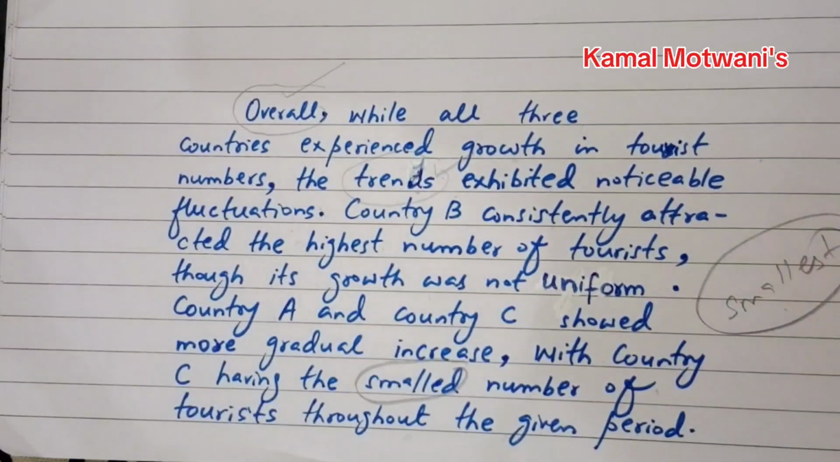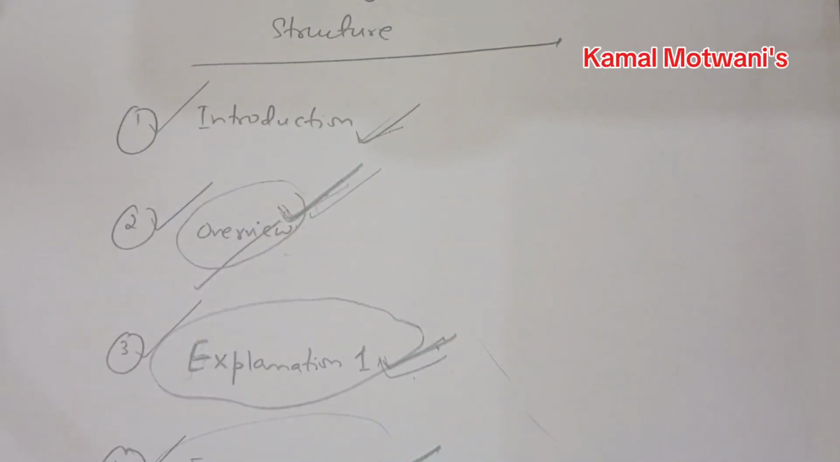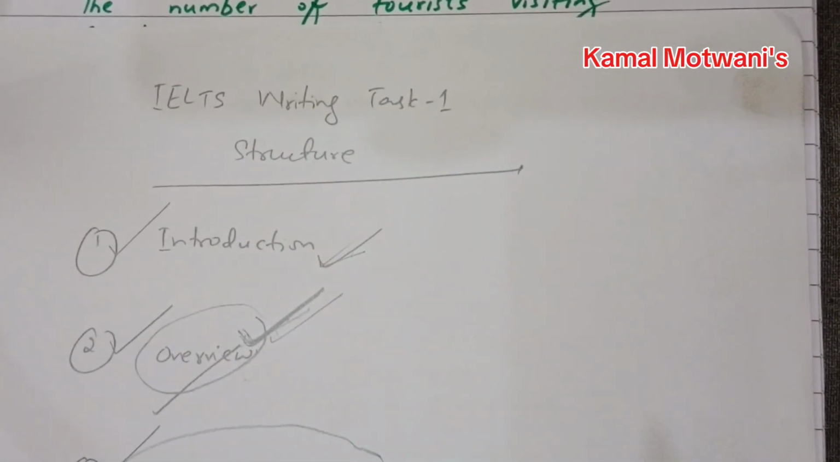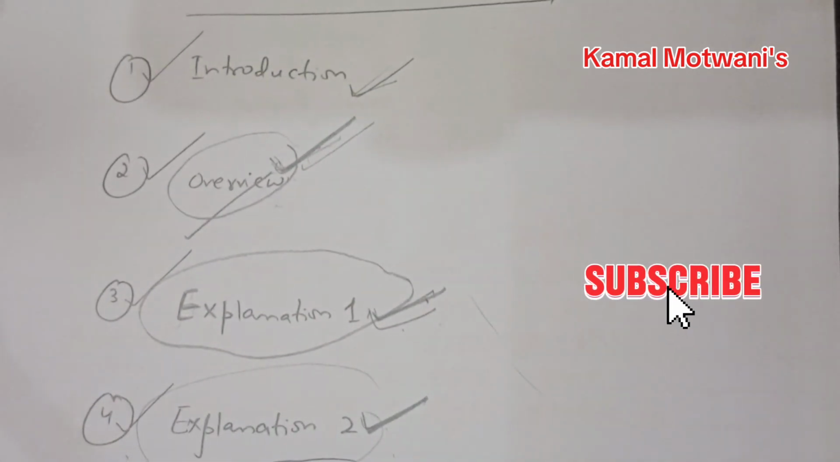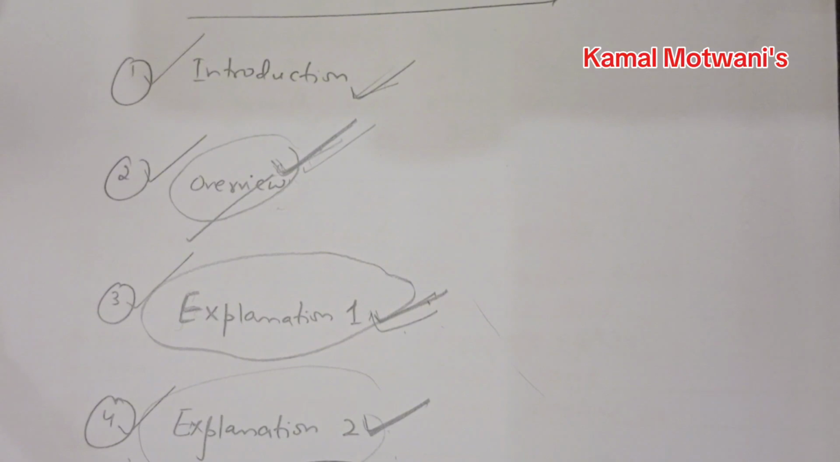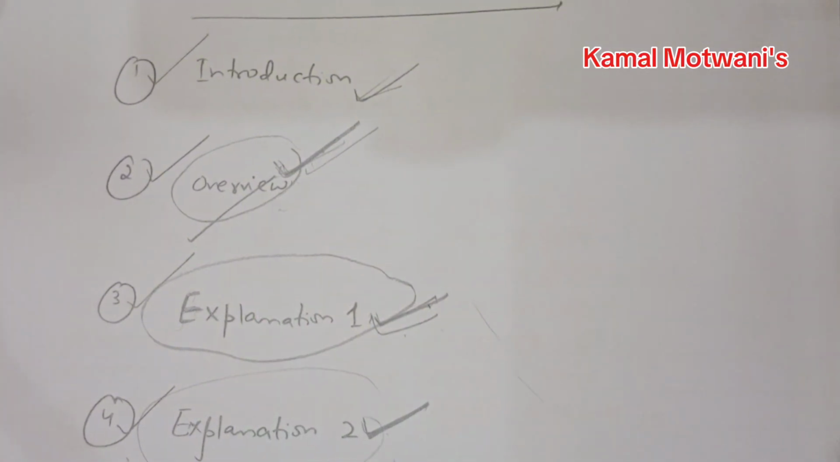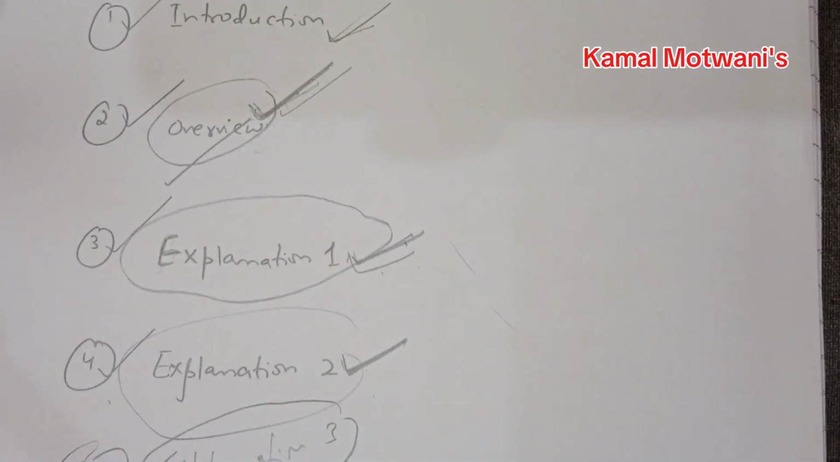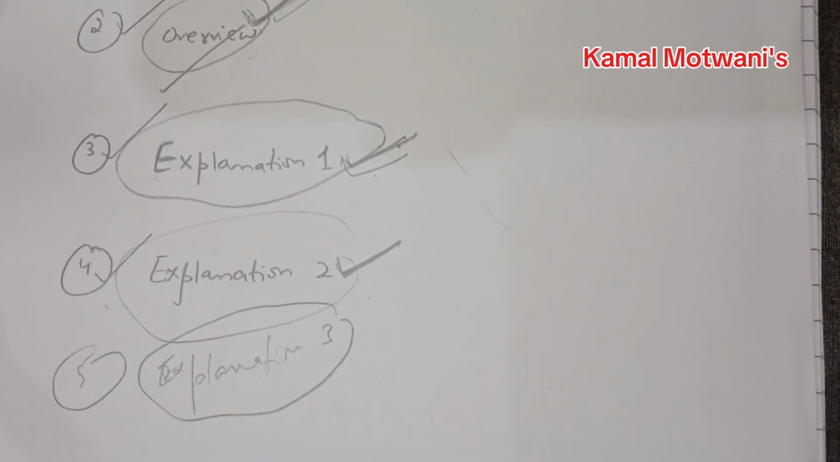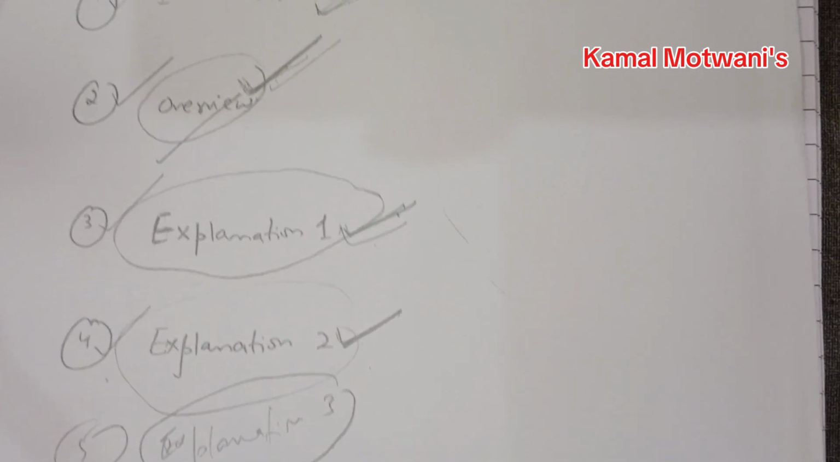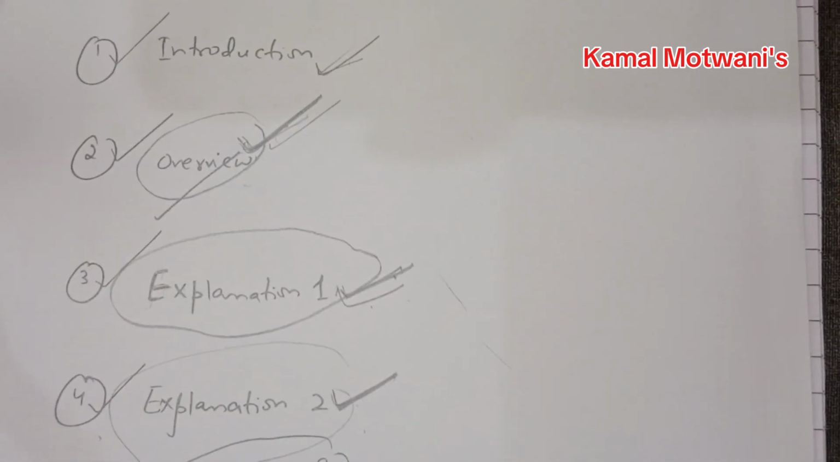Let's move ahead. I have already told you in the previous videos, in IELTS writing task 2 we write the conclusion, but in IELTS writing task 1 we do not write the conclusion, because we write the overall view or overview in the second paragraph, and then we explain the variables in the other paragraphs. So there is no need to write the summary or the conclusion again in the last paragraph. This is the wrong method. Always note that in IELTS writing task 1 we do not write the conclusion.